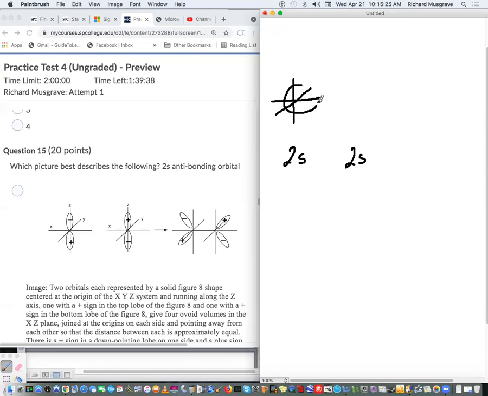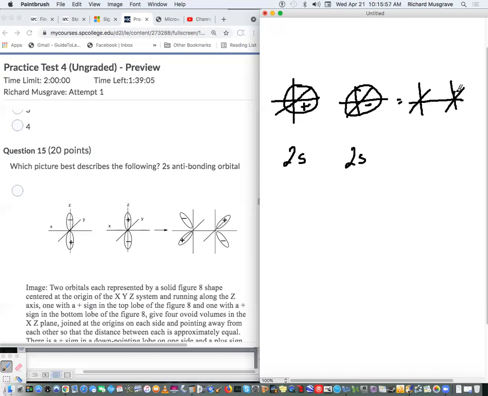Now, a 2s orbital is going to be spherical, and it's going to be combined with another 2s orbital that's also spherical. This one's looking for the anti-bonding, which means they have to be opposite phases. So that'll be plus and that'll be minus. You're looking for an answer that involves these two as 2s orbitals, and the orbital that it forms is an anti-bonding one because the phases don't match.